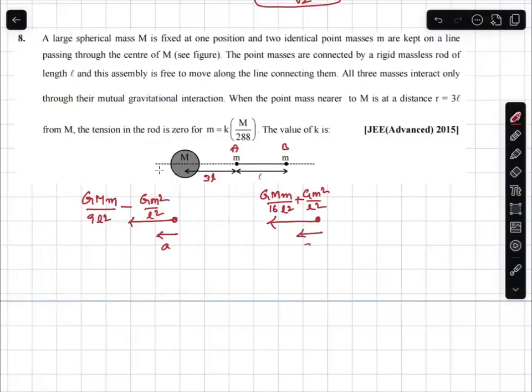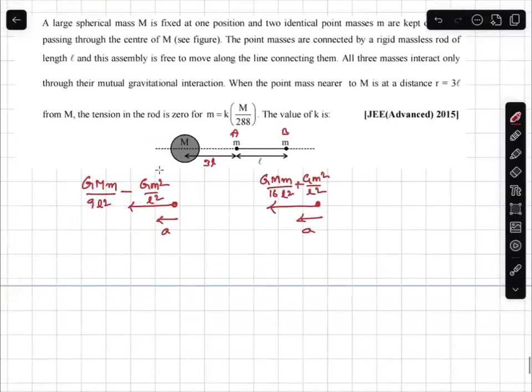That contributes acceleration. If both have the same acceleration, there won't be tension. If they have different acceleration, for example, left side more acceleration, right side less acceleration, what happens? Tension starts. You don't want a tension condition here. That is possible only when both are moving with the same acceleration. The rod is neither elongated nor compressed.